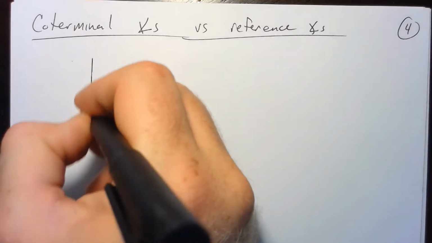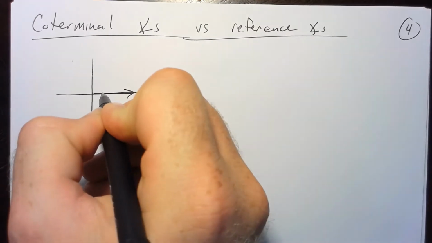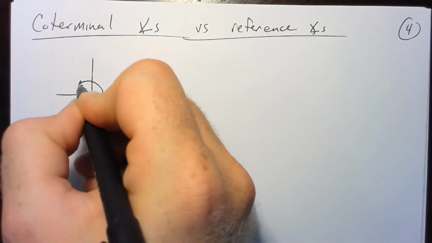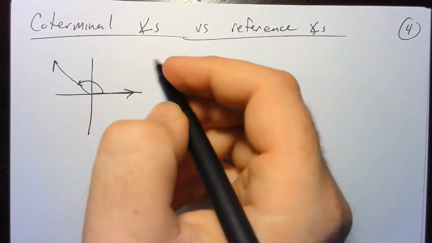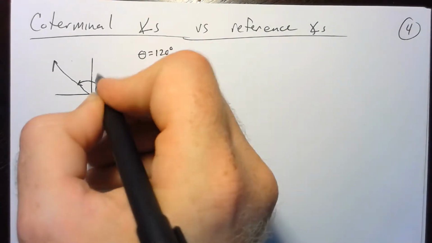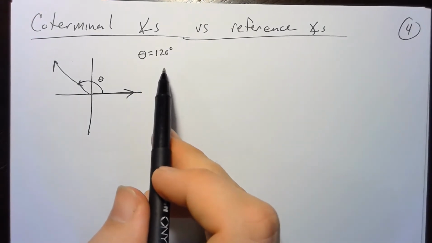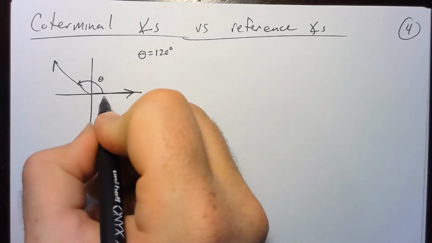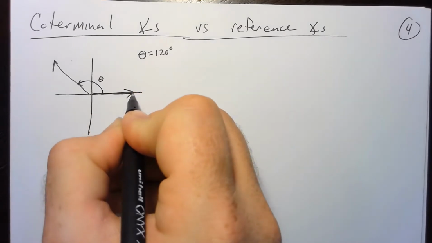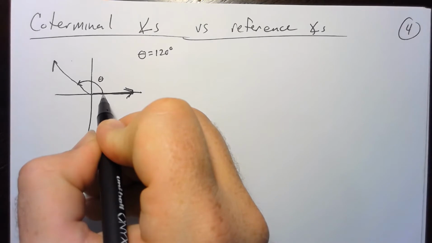So for instance, if I were to draw an angle in the coordinate plane and say that there's my standard position starting, and I go to this location right here. So this angle, say, might be 120 degrees. And I'm going to go ahead and write that. This is theta equals 120 degrees. This is theta. This angle right here is coterminal with the angle that starts in the same standard position and ends in the same location, but isn't the same angle.